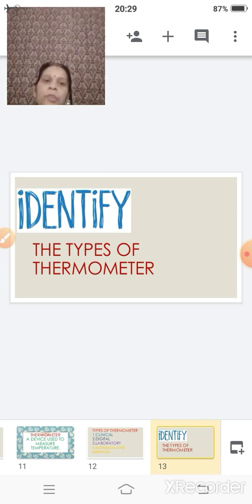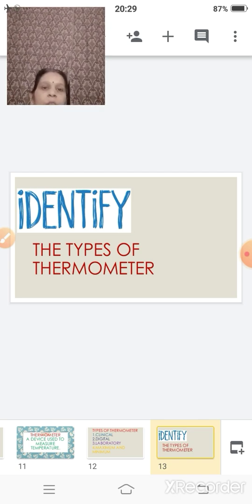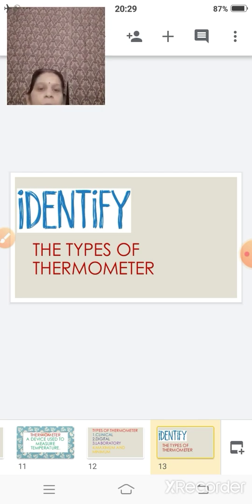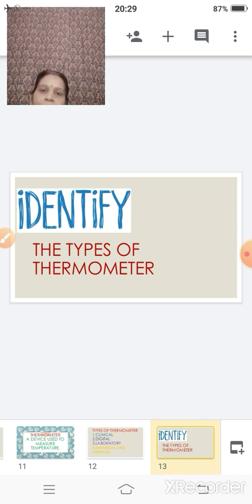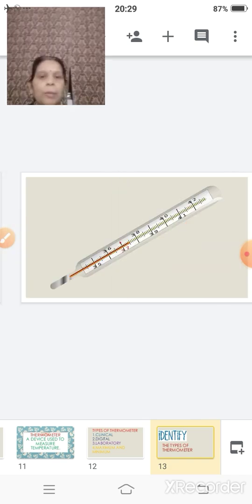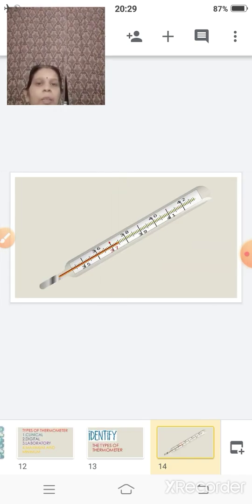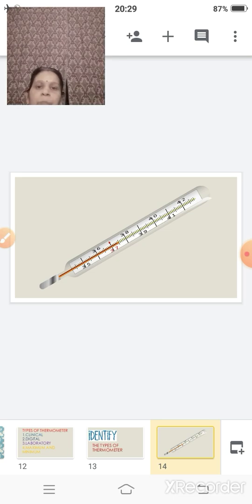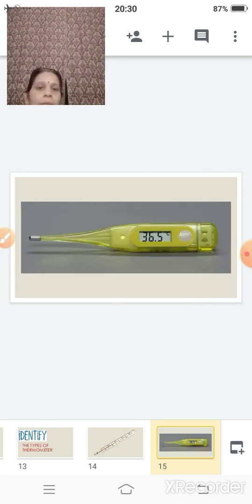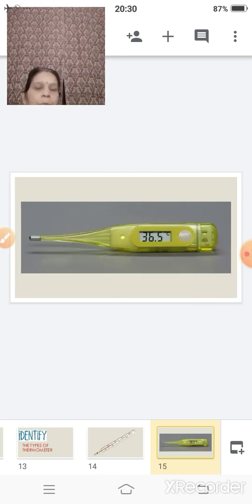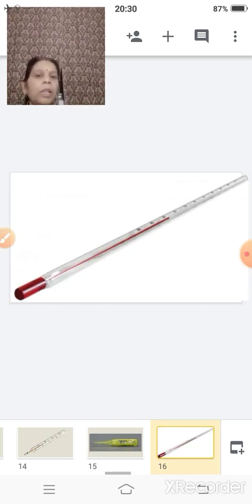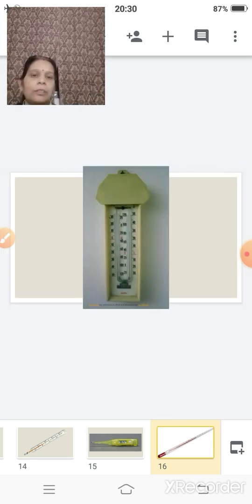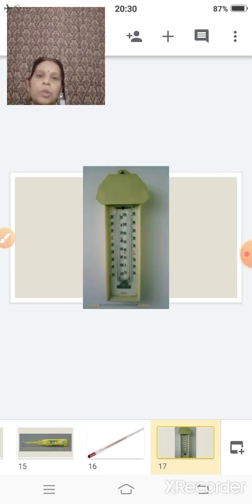Children, I feel all of you are sitting there with your pen and your paper. So here you will be writing down 1, 2, 3, 4 and you will be identifying the thermometer. This is thermometer 1. I feel all of you can identify it and write it down. Second one is this one. I hope you have written the answer. Third one is this one. And last, the fourth one is this one.